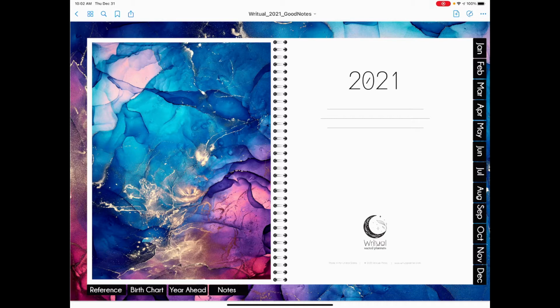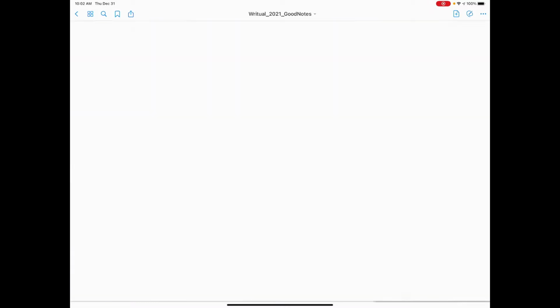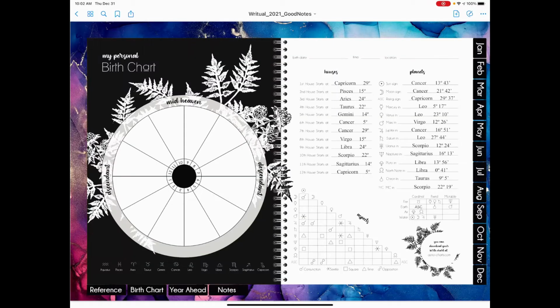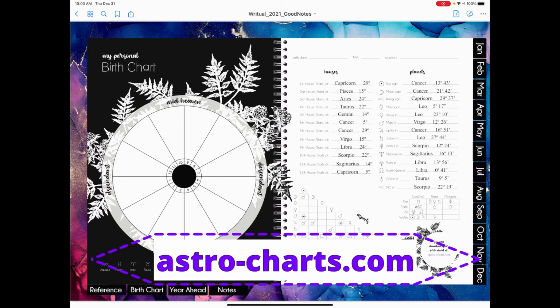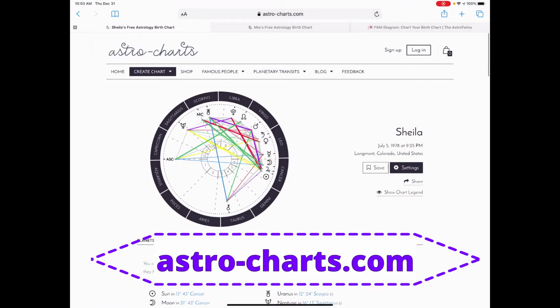So let's get started. When you are going through your book, the first pages that you're going to find are the birth chart. On the left-hand side here is the wheel. All of this information, you're going to be able to find online. I highly recommend going to astro-charts.com. I really like the way they lay all of this out. So you'll go over there and type in all your info, and this is what you will see.